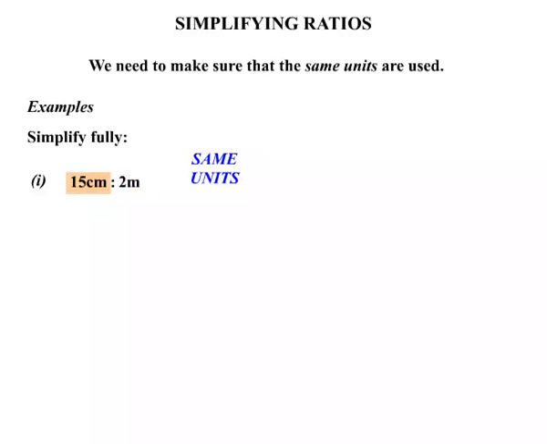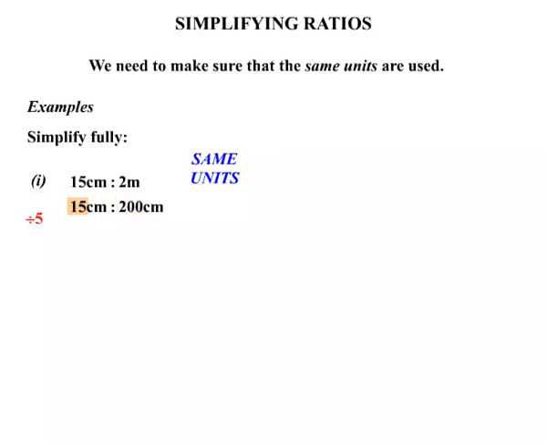So let's think about 15 centimetres. We'll leave it as such, but the 2 metres will change to centimetres. Now 2 metres, of course, is 200 centimetres. Now we can start cancelling down, breaking down the numbers. 15 to 200. What number would go into both? Well, 5 would. So we're going to divide by 5.